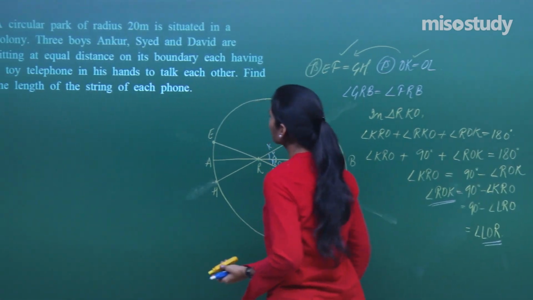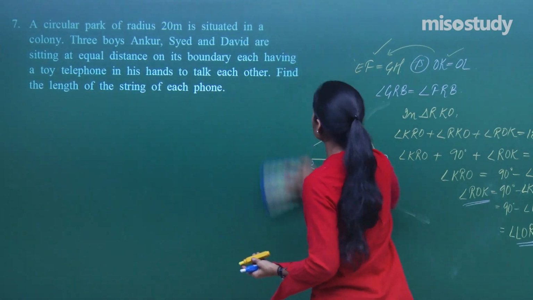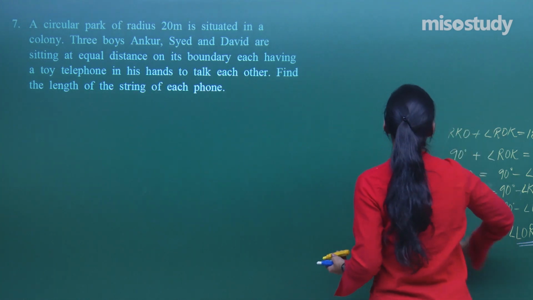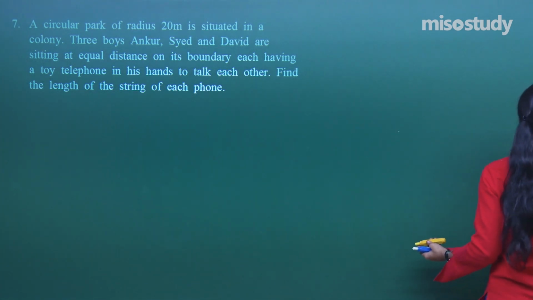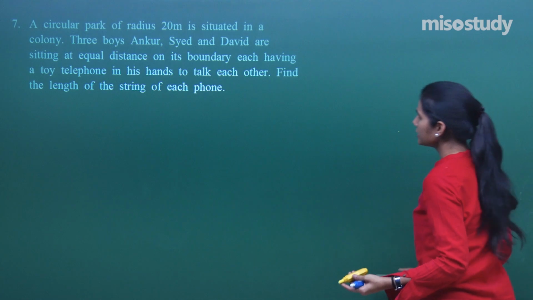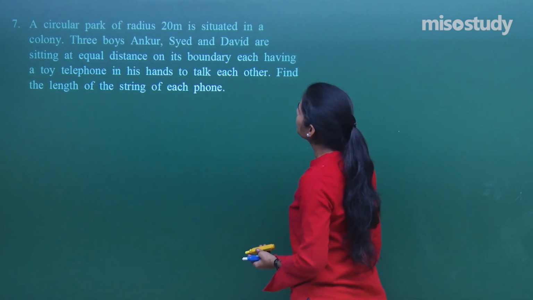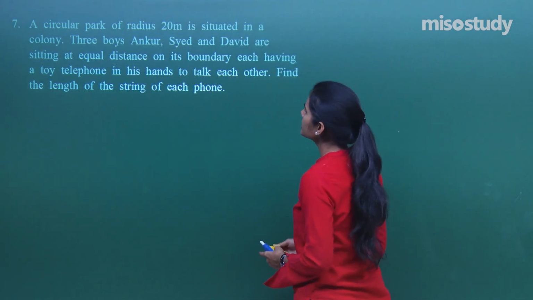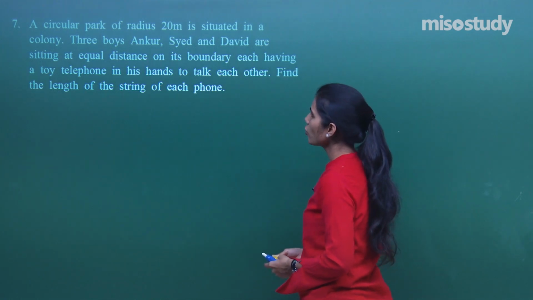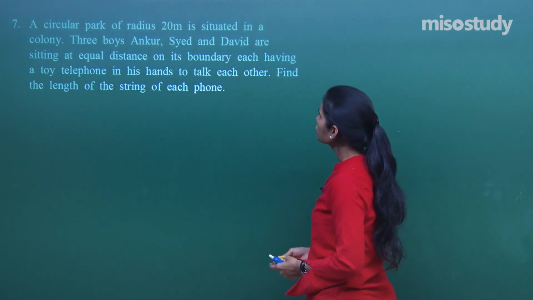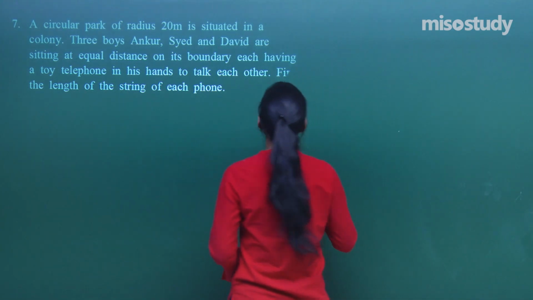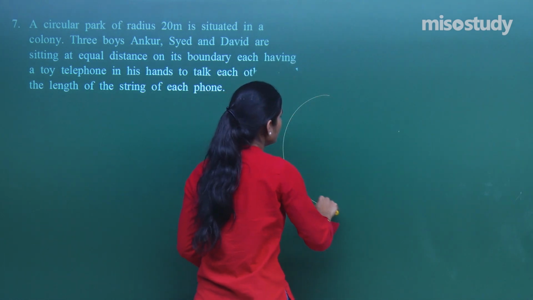A circular park of radius 20 meters is situated in a colony. So the circular park is there of radius 20 meters. Ankur, Saeed and David are sitting at equal distances on its boundary, each having a toy telephone in his hand. To talk to each other, find the length of the string of each phone. So it's a circular park.